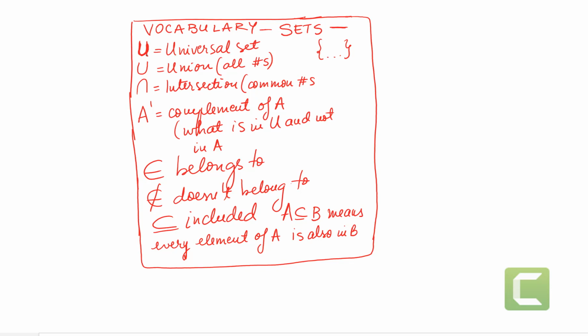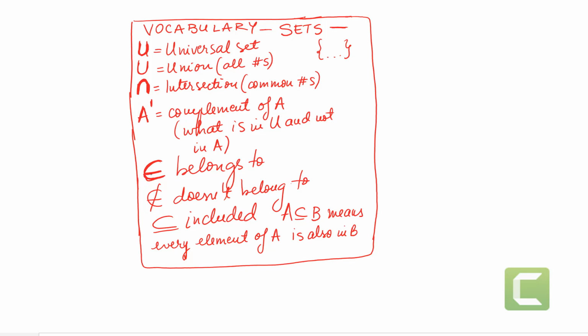But also we have operations with sets. Union, which is again like a U, means put together all the numbers. If you have union between 2 or 3 or 4 sets, put together all the terms, but of course written only once. Intersection is represented by a union turned upside down, and it's the common numbers. A prime is the complement of A, which means what is in the universal set and is not in A.